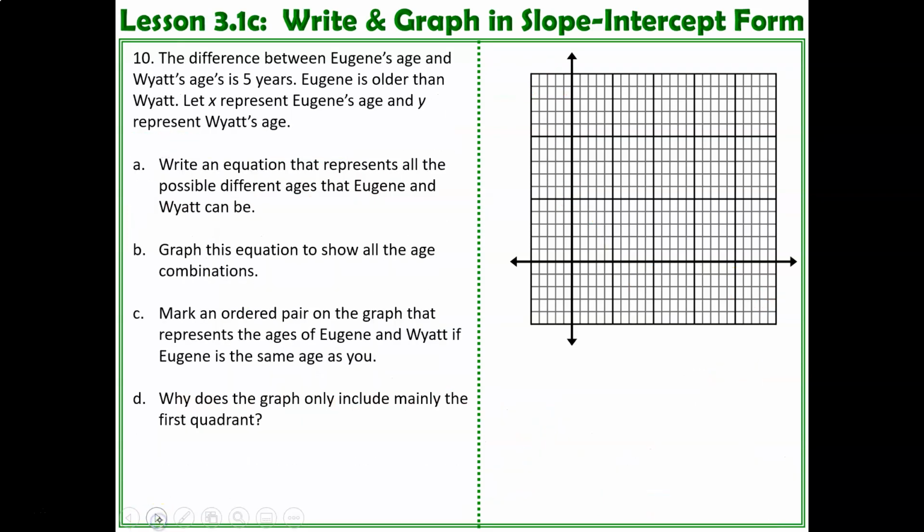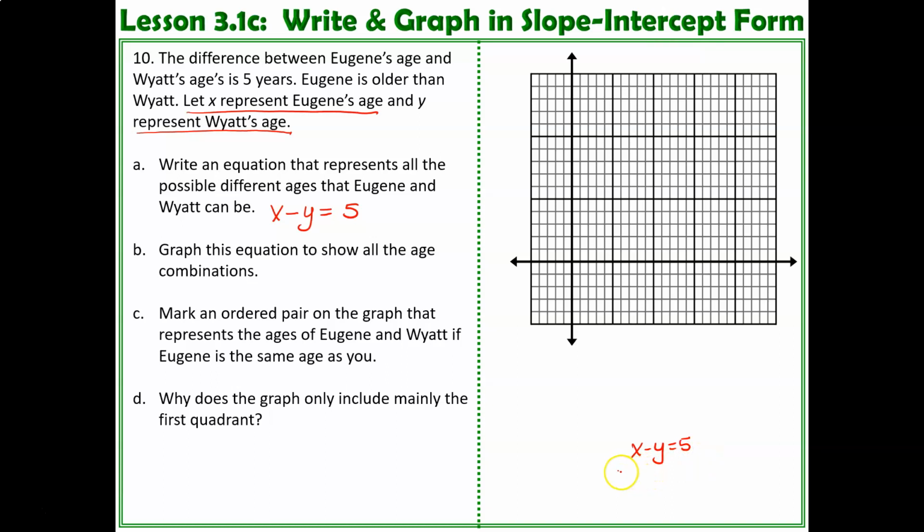All right. Number 10. The difference between Eugene's age and Wyatt's age is 5 years. Eugene is older than Wyatt. Let X represent Eugene's age and Y represent Wyatt's age. So Eugene is older. So if you take Eugene minus Wyatt, the difference is 5. There's your equation. So let's put this into slope-intercept form and graph it.